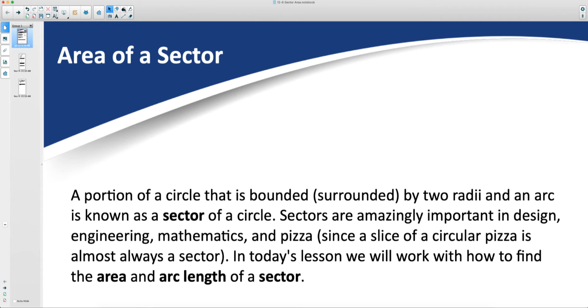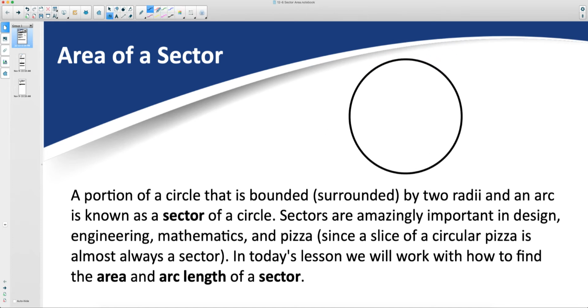So a sector is a portion of a circle that's bound by two radii and an arc. Almost think of it like a pizza slice, that would be the best example of a sector, and we start from the center because it is formed by two radii. So here we go. This would be an example of a sector. Think of a sector as just a portion of the circle. That's all it is.